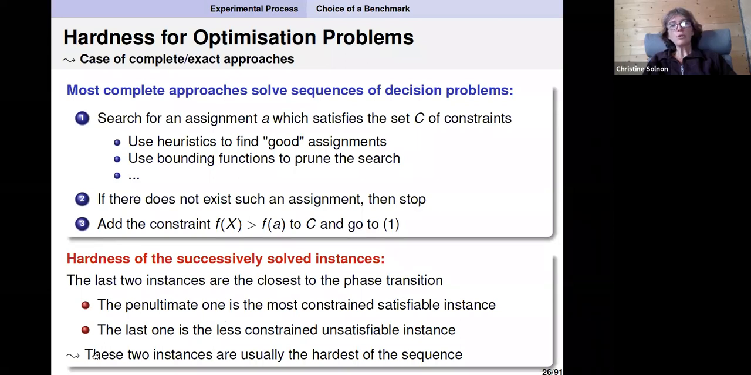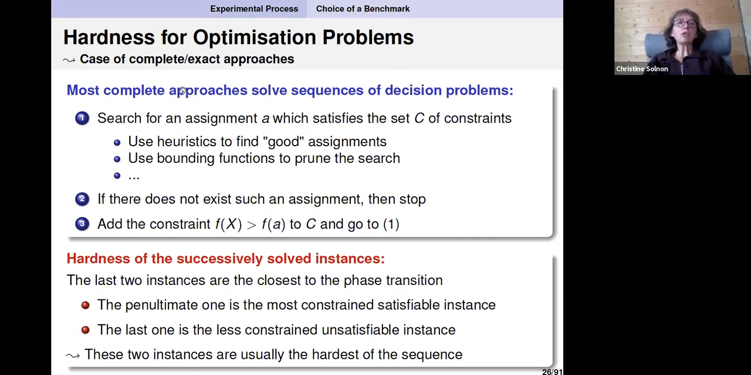So in this case, what we empirically observe is that the first solutions are very quickly found, and only the last two instances are really difficult. The penultimate one is the most constrained satisfiable instance, whereas the last one is the one where we prove optimality of the penultimate solution. And these two instances are usually the hardest of the sequence. This is the case for complete approaches.